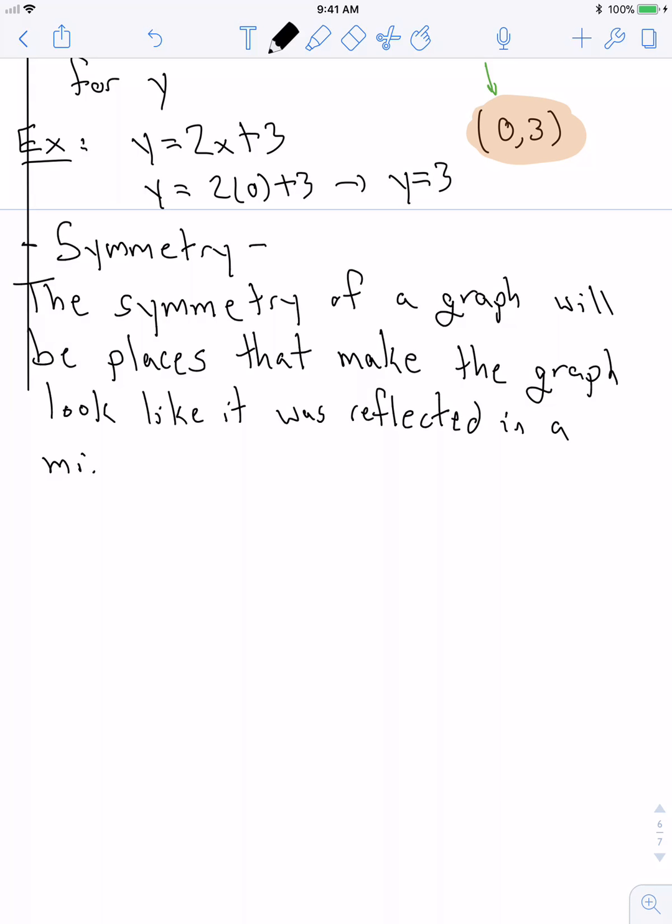We'll ignore that weird black line on the side there. Let's get rid of it. Well, there we go.